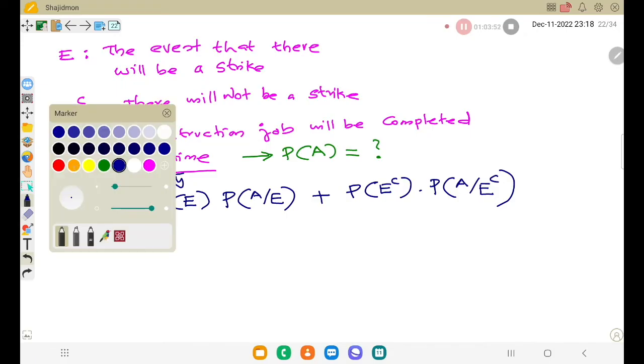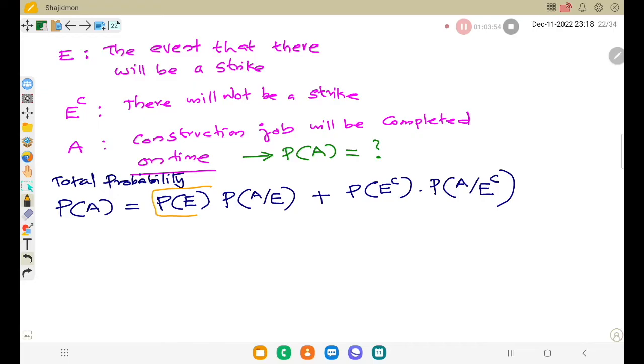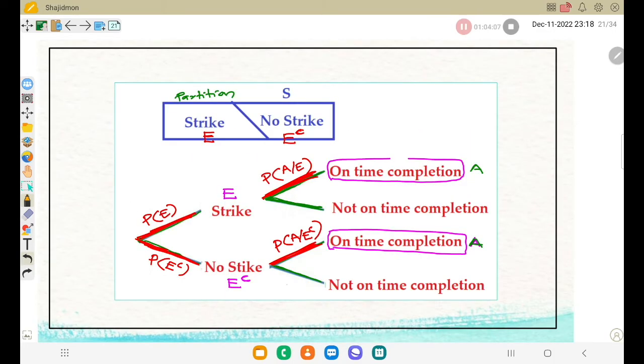Now check the numbers one by one. What is probability of E? What is probability of A given E? What is probability of E complement? What is the probability of A given E complement? These four numbers we can calculate, and if you apply them here you will get the answer.